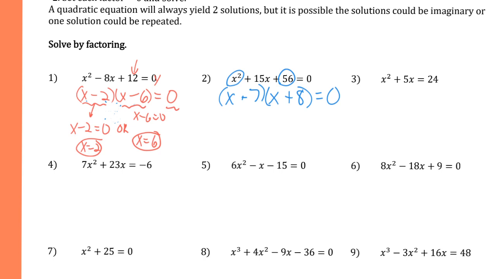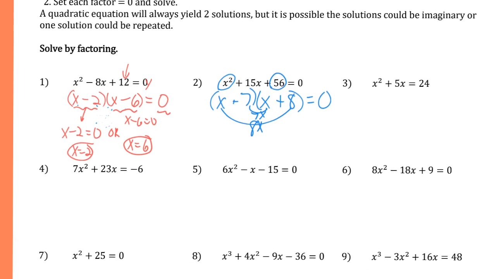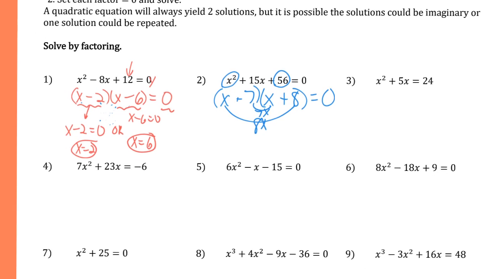And then you have to check the rainbow. If you multiply the outer and inner terms, you're going to get 8x and 7x. And together they do make 15x in the middle. So you must check the rainbow to see, when you multiply the parentheses back, does it actually work? Is it actually true?